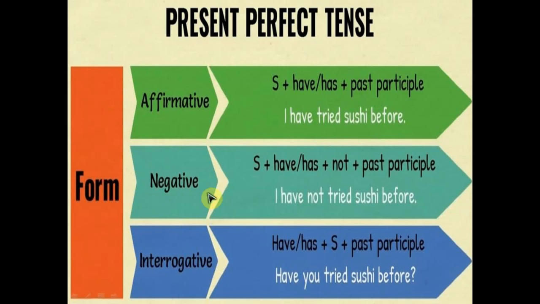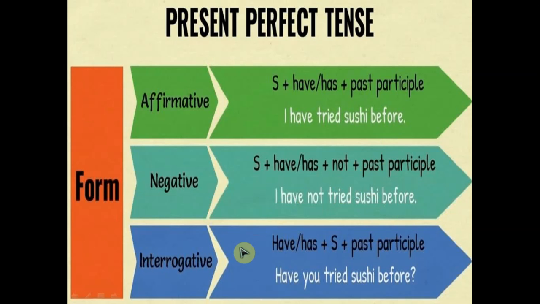Okay, let's have a look at the negative form of the present perfect tense. Here also, I have to start with the subject, then have or has, then I have to put not. So the difference between the negative form and the affirmative form is not. So after have or has, okay, I have to put not to make a negative sentence. Then I have to put my past participle verb. So I say, I have not tried sushi before.